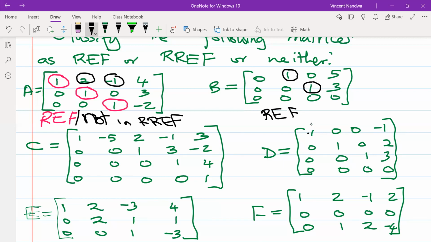Is it also in reduced row echelon form? Yes. Reduced row echelon form because it has already satisfied all the conditions for being in row echelon form. And each column that has a leading one, every other position is occupied by 0. So you don't worry about this third column because this doesn't have a leading one.